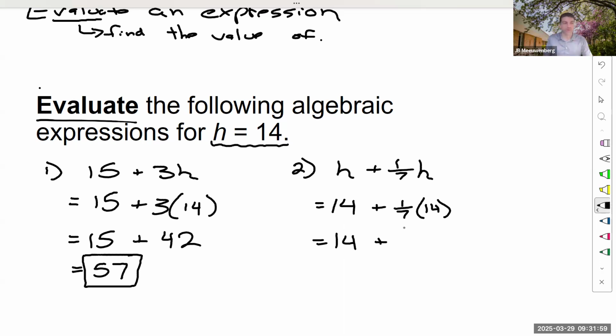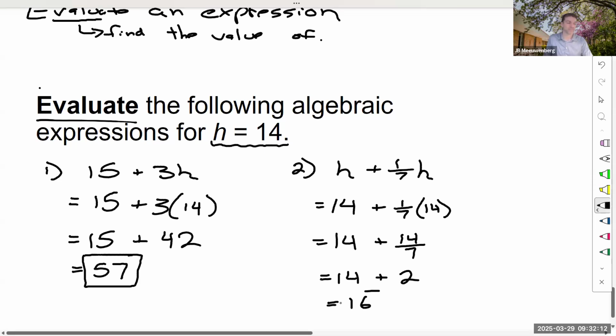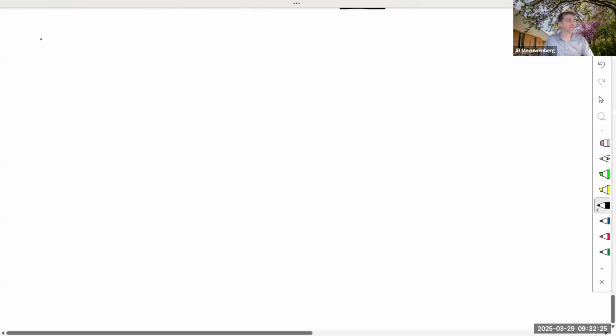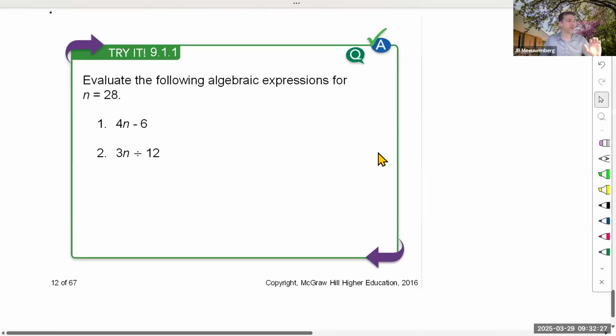And when you do that little bit of multiplication, it can look like this: 14 over 7, or 14 divided by 7, which is 2. So we have 14 plus 2, which is equal to 16. So the value of this expression would be 16 if h is equal to 14. So let's go ahead and try these two on your own.